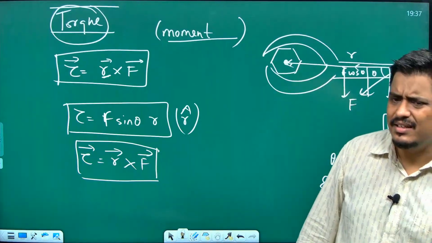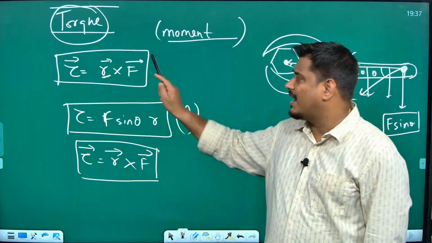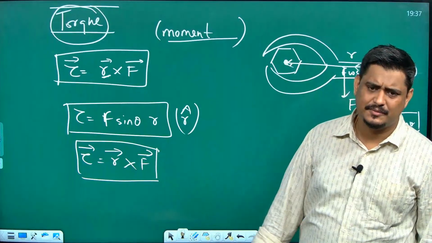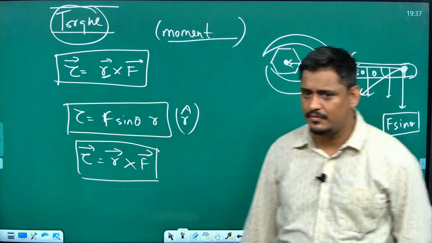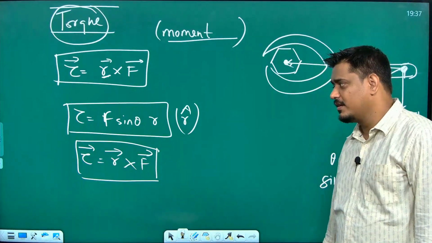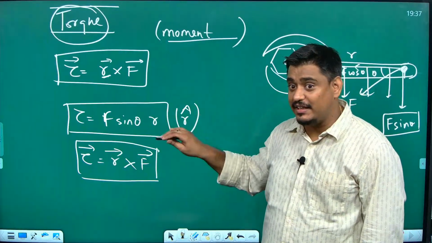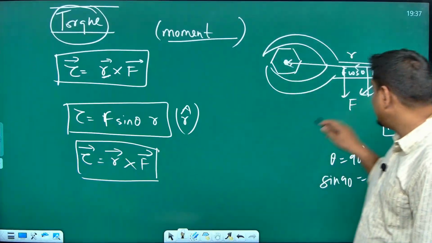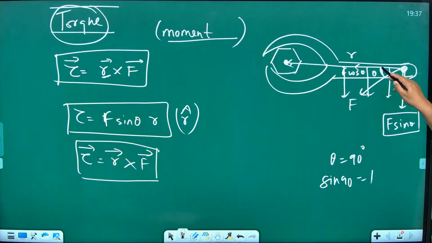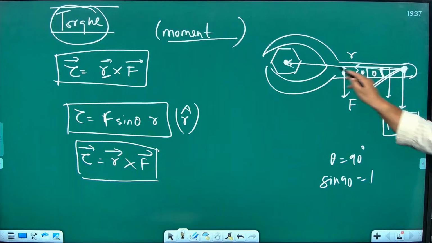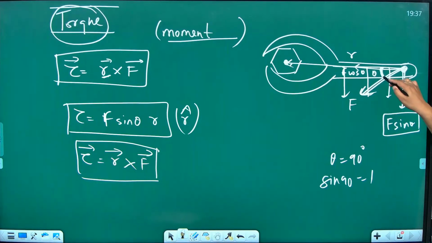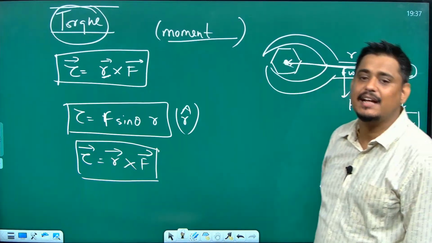We should not write torque as R vector; we should write R sin theta into F. We can apply this angle at any side, force or distance. As far as writing is concerned, we can write it either way. But you should understand the meaning of the angle. Theta is the angle made between what and what? Force and the distance, that is, the axial distance.